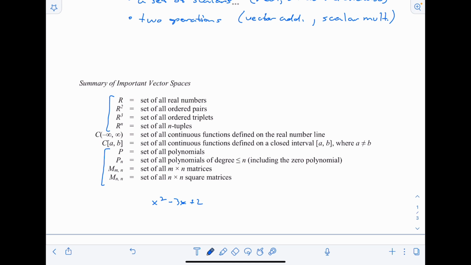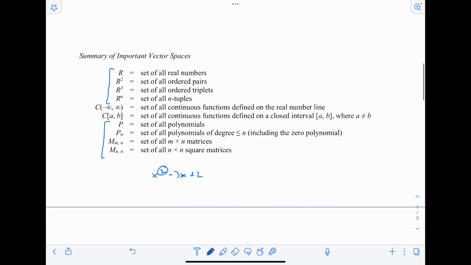I could also limit the degree of those polynomials. So if you remember, degree of a polynomial is defined by its largest exponent. So in this case, this is a second degree polynomial. I could say, for example, that all polynomials of second degree or smaller would be a vector space, okay?